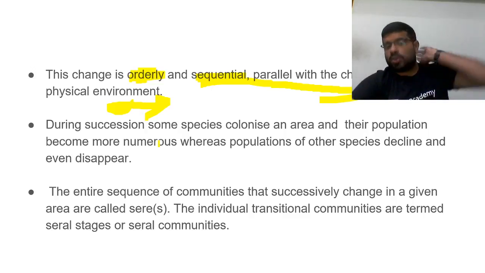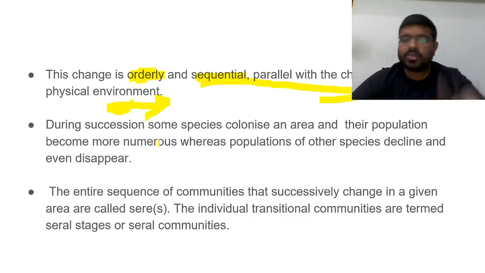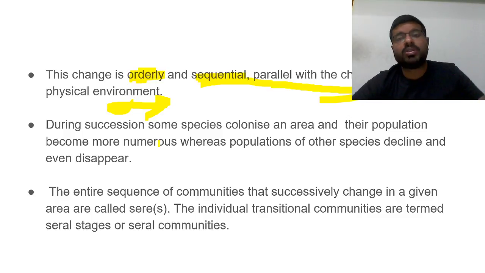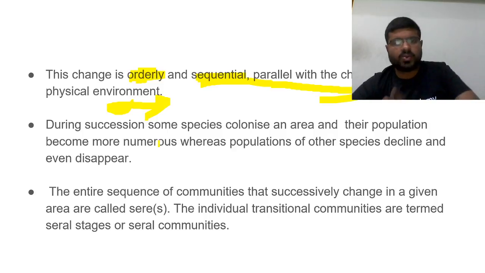So this change is orderly, sequential, and parallel with the changes in the physical environment. As the environment changes, animals can usually migrate, but plants don't migrate. How plants adapt without migration, that is what ecological succession is. It is orderly. It is sequential because there is a sequence. It is also parallel with the changes in the environment.